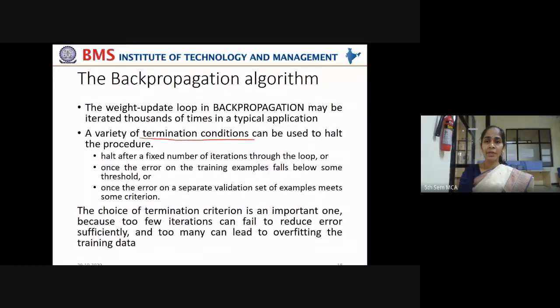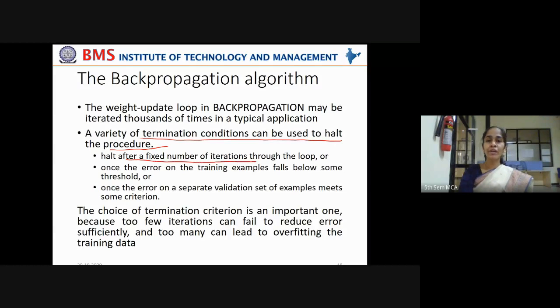A variety of termination conditions can be used to halt the process. Sometimes it may go into an infinite loop if, say, the image is not very clear. It may not be able to learn from that image properly, and it may go into an infinite loop trying to learn from each and every pixel of the photograph. In that case, you can't wait indefinitely to make the algorithm finish its learning. So what are the termination conditions which can be used to halt this weight adjustment?